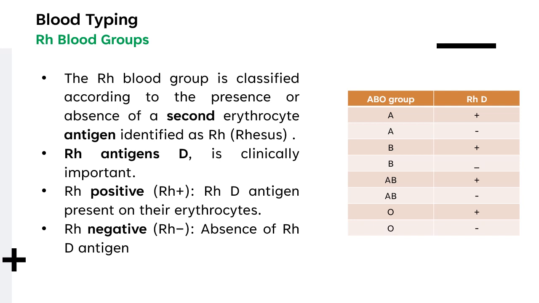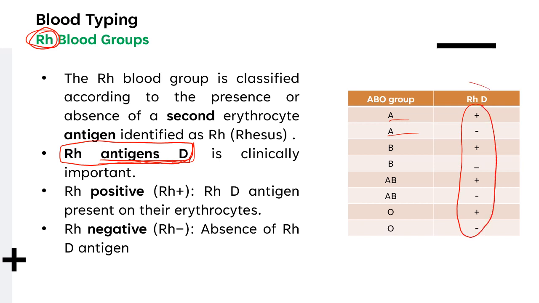Another antigen that we use is the Rh antigen. This is also known as antigen D. These antigens D are important because most of the time when you ask a patient what type of blood they have, they will tell you A positive, A negative, AB positive, AB negative, etc. So the positive or negative refers to the D antigen, to the rhesus antigen.